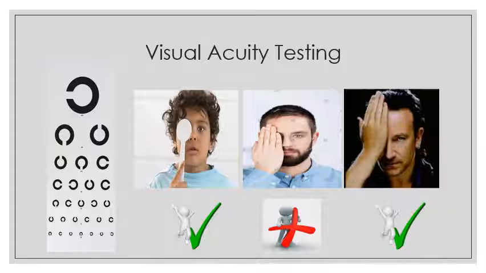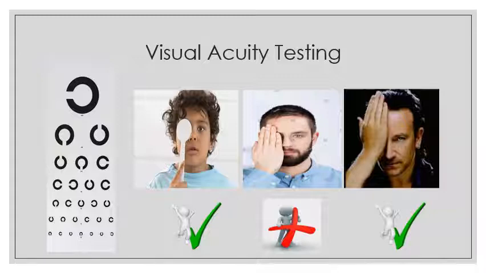Each eye should be examined separately, meaning that we should test for the visual acuity of the right eye followed by the visual acuity of the left eye. The other eye should be covered properly. Either use the occluder or you may use the patient's own hand.